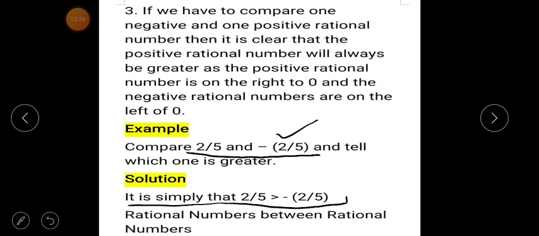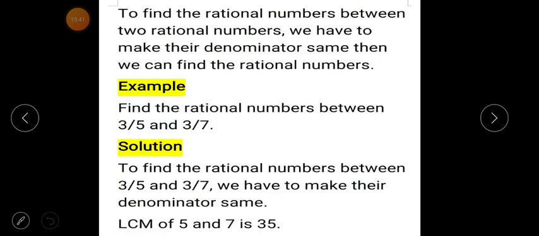Now, next is to find the rational numbers between two rational numbers. To find the rational numbers between two rational numbers, we have to make their denominators same. Then we can find the rational numbers. So students, there are infinite rational numbers between any two rational numbers. Okay. Now let's discuss this with the help of an example.